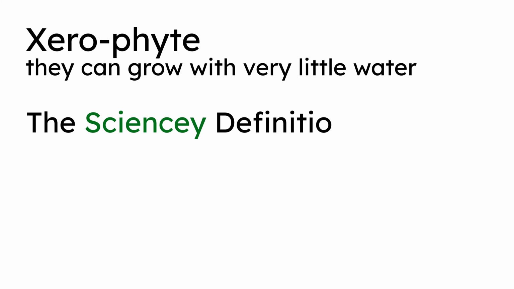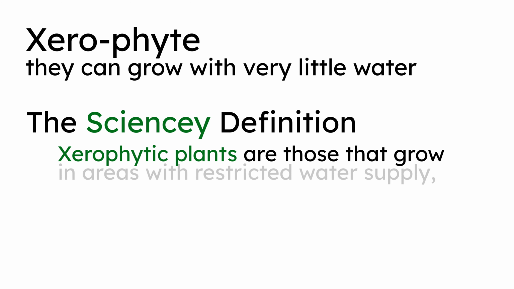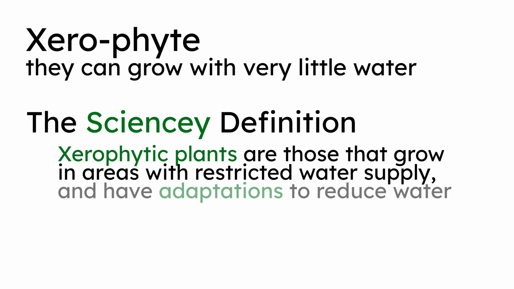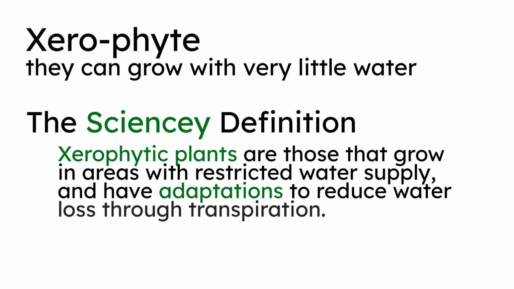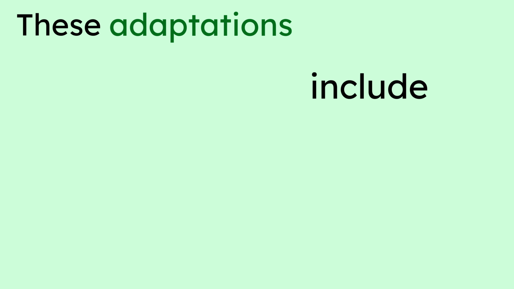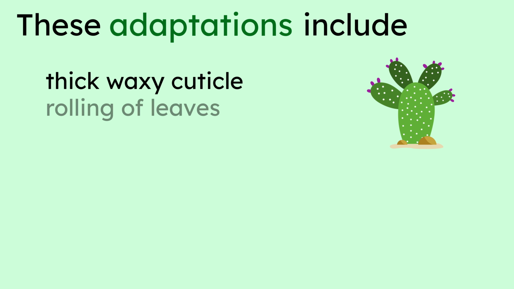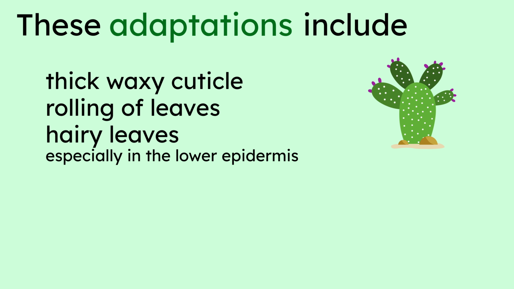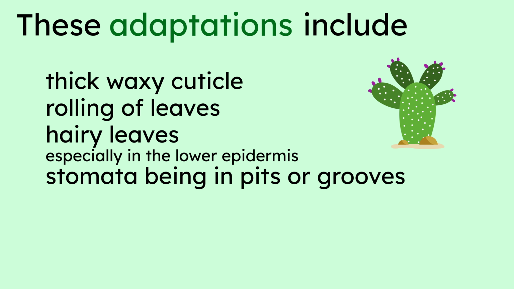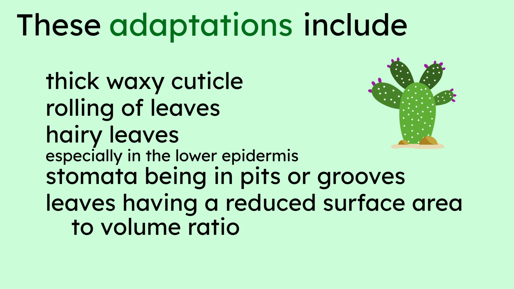The sciencey definition is that xerophytic plants grow in areas with restricted water supplies and have adaptations to reduce water loss through transpiration. These adaptations include having a thick waxy cuticle, rolling of leaves, hairy leaves, especially in the lower epidermis, stomata being in pits or grooves, and the leaves having a reduced surface area to volume ratio.